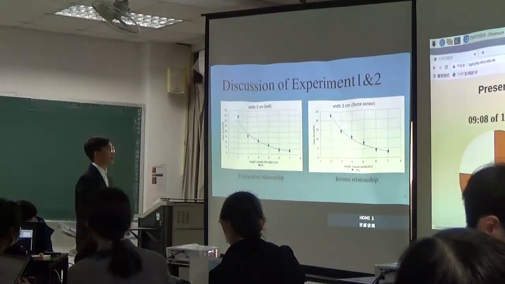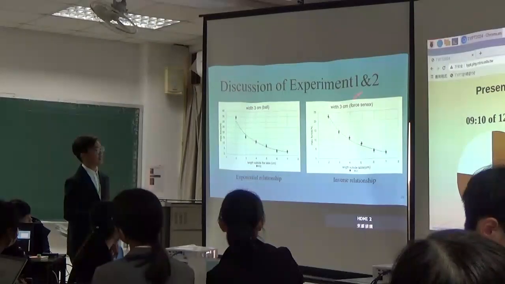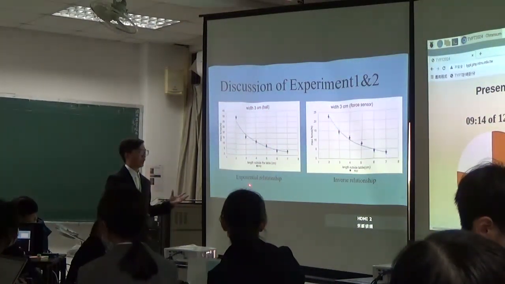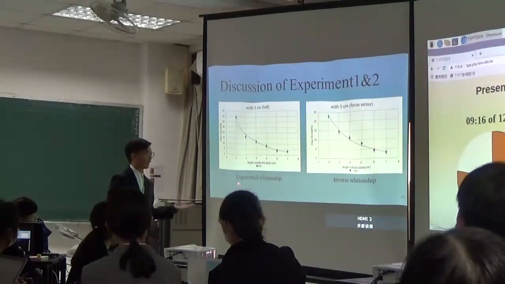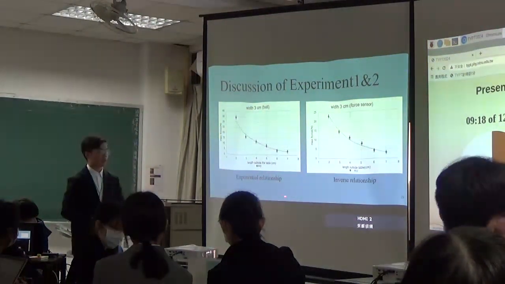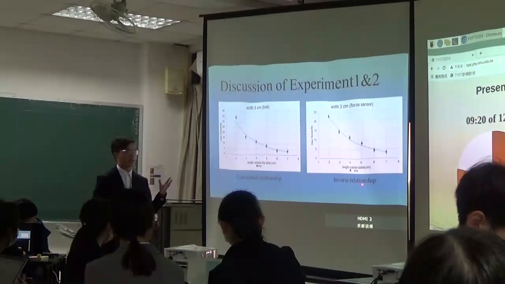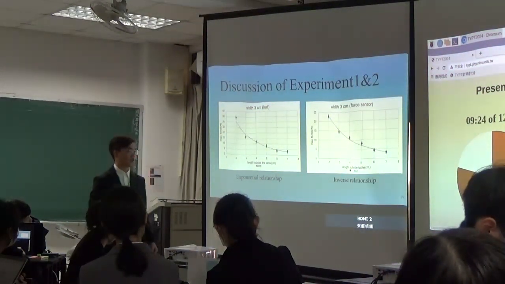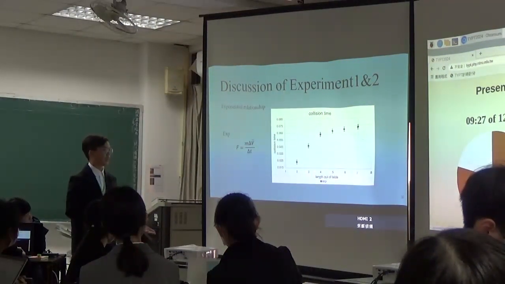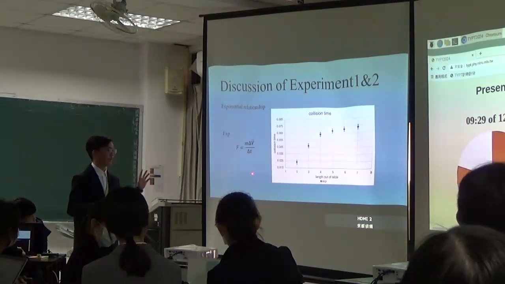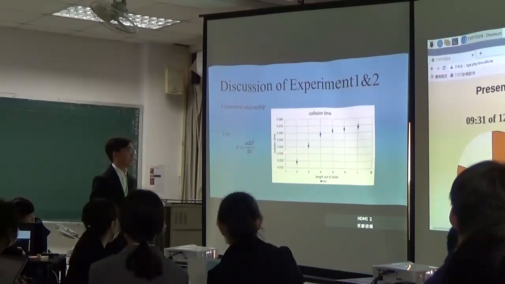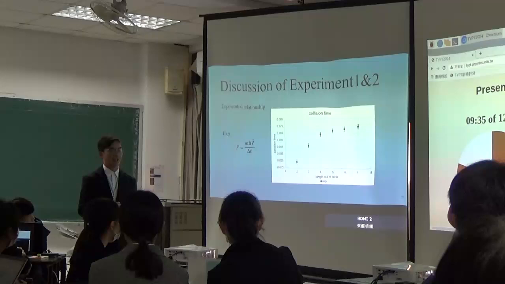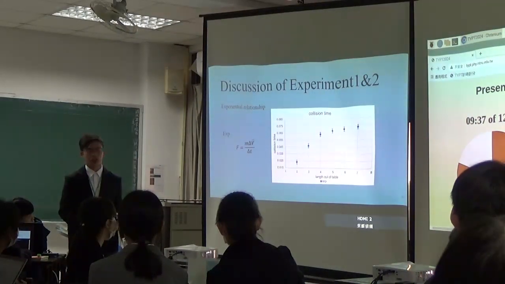From the discussion of experiments 1 and 2, you can find that if you drop it with a ball, it will be an exponential relation, and if you do it with a force sensor, it will be an inverse relationship. It's because if you drop it with a ball, the contact time will increase like this, which affects the accuracy of the calculation.